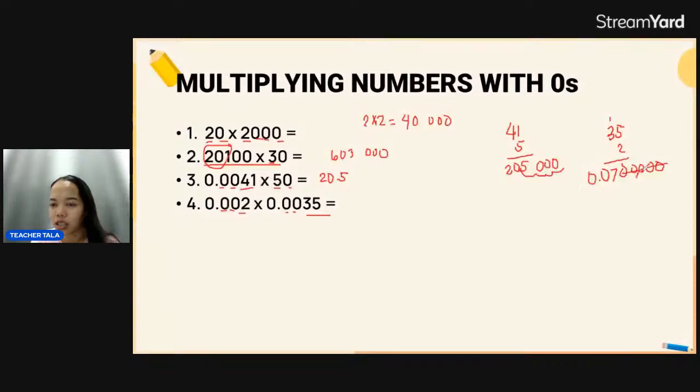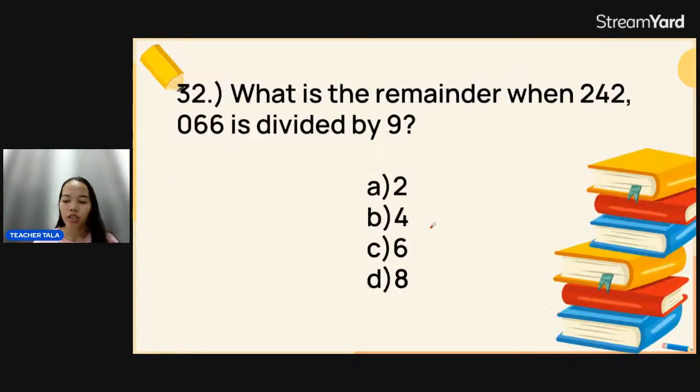So the answer will be, i-crush natin yung zeros after the natural number. So nagiging, okay, so ganun lang yun. Very easy, di ba? Kaysa sa i-multiply mo talaga lahat o yung buong number, it will really take time at also very mataas yung solution niyo.